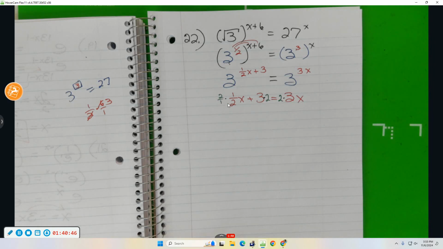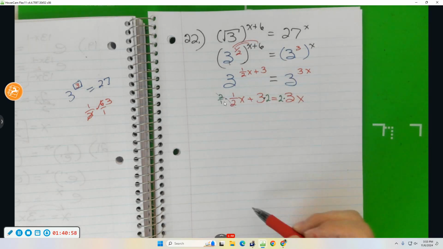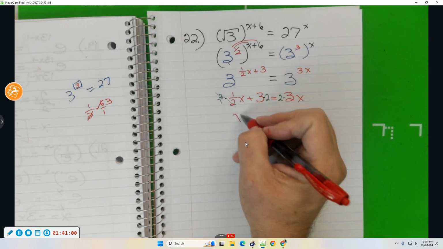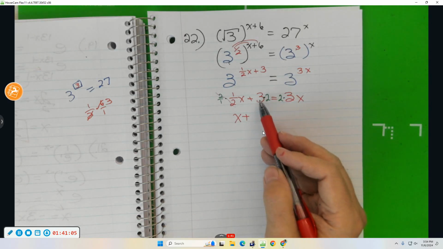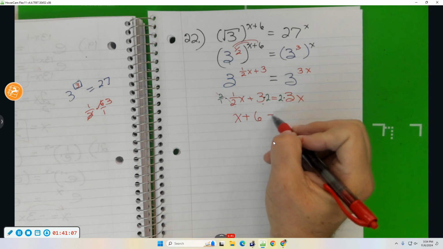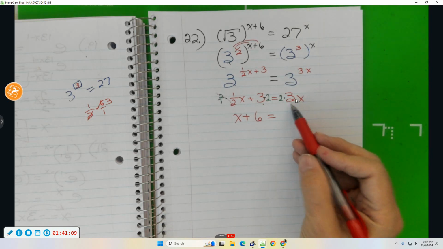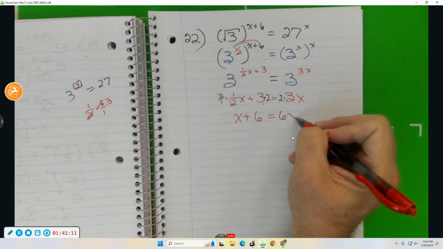And trust me, after all the years of experience, I find students multiplying and getting rid of the fraction now have a better chance of getting the correct answer. Cancel the 2, so you just have a 1x plus here. 3 times 2 is 6, equals here 6x.